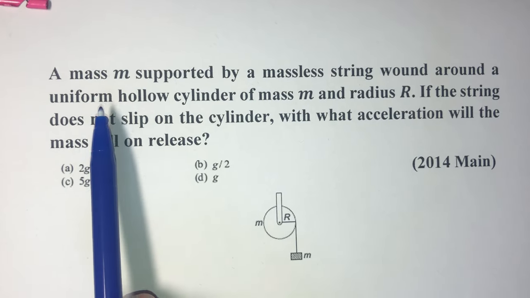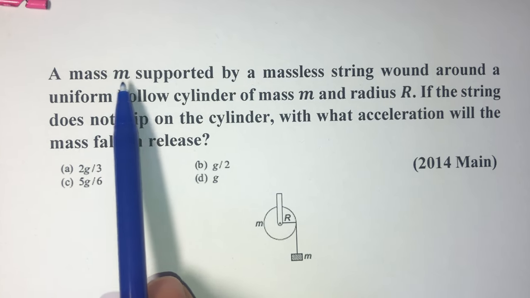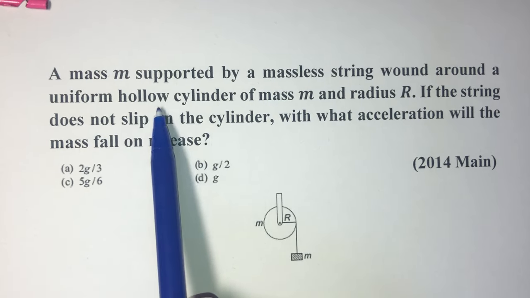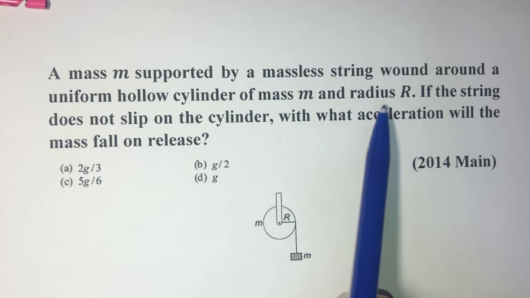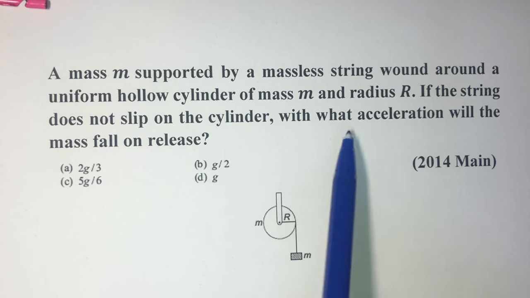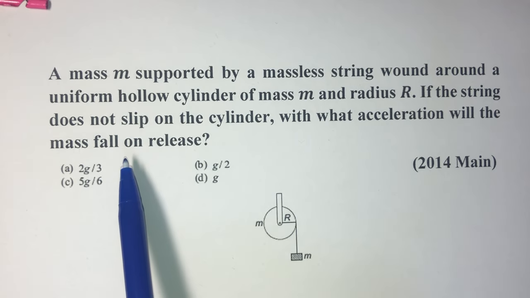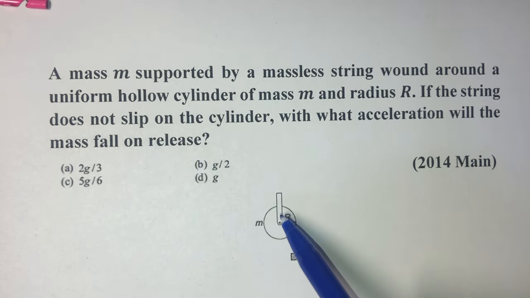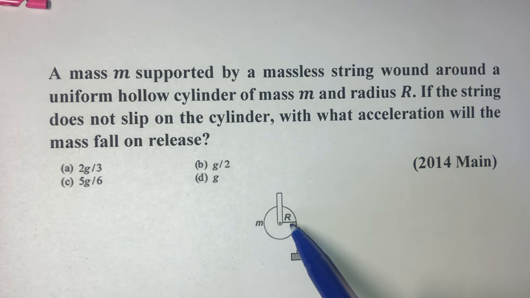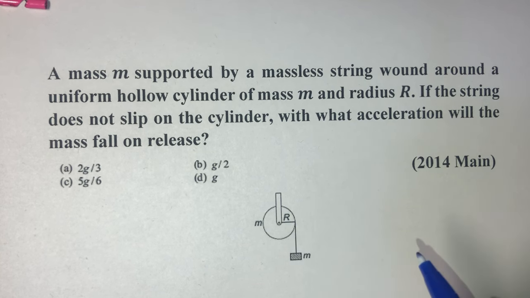Hello friends, today's question: a mass m supported by a massless string wound around a uniform hollow cylinder of mass m and radius r. If the string does not slip on the cylinder, with what acceleration will the mass fall on release? So this is our uniform hollow cylinder of mass m and radius r, and this is a mass m supported by this massless string.